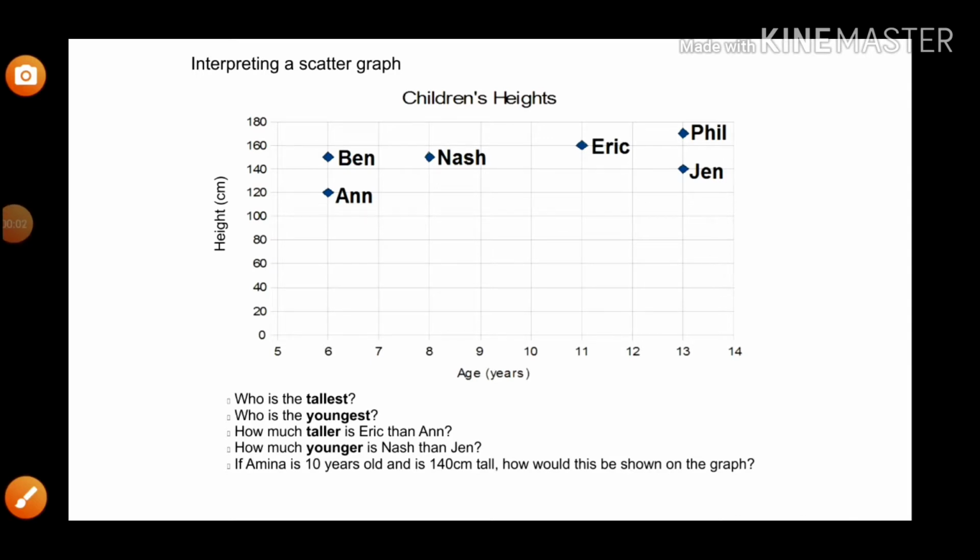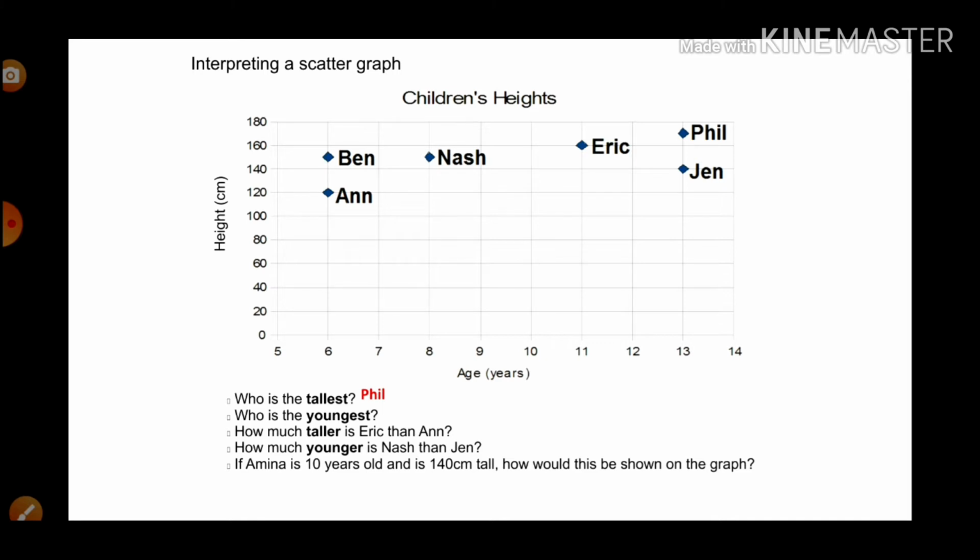Okay, let's have a look at this example. I have 1, 2, 3, 4, 5, 6 students. Six children measured their height and recorded their age. For example, Anne is 6 years old and her height is 112 centimeters, whereas Phil is 13 years old and he's about 170 centimeters tall. Then let's have a look. Who is tallest? Obviously, that's this person. Who is the youngest?